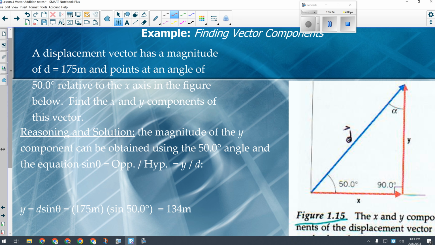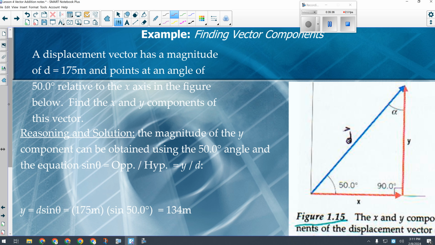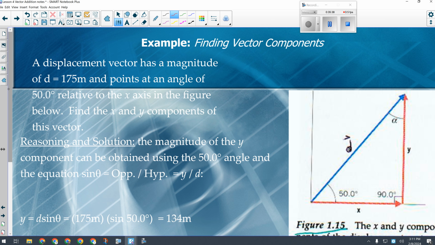So if we've got this one here, I want you guys to find x and y. D is 175 meters. Theta is 50 degrees. See if you can find x and y.